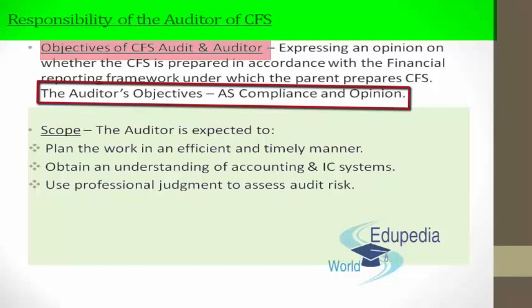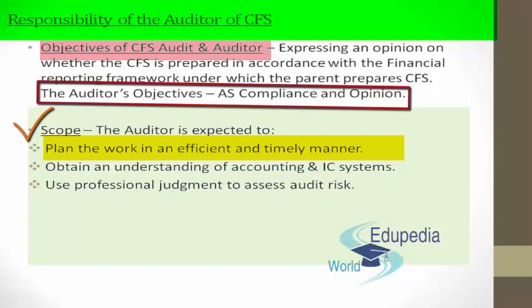And if I have to talk about scope, so standards on auditing and guidance notes on audit matters apply in the very same manner to the audit of CFS as they apply to the audit of separate financial statements. So in both cases, the standards of auditing and guidance notes will remain and apply in a similar fashion. While you conduct any audit of CFS, the auditor, that is you, are expected, first of all, to plan your work to enable the conduct of an efficient audit in an effective and timely manner. First of all, you need to plan that.